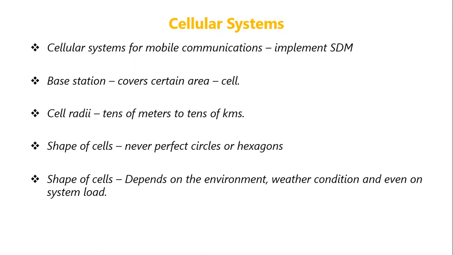Each base station will cover a certain area, and that area is called a cell. Whichever mobile station comes within that particular cell will communicate with that base station, and in turn the base station will respond to those mobile phones. The radius of the cell varies from several tens of meters to several tens of kilometers, depending on where the cell is placed. So this is the basic introduction to the cellular system.